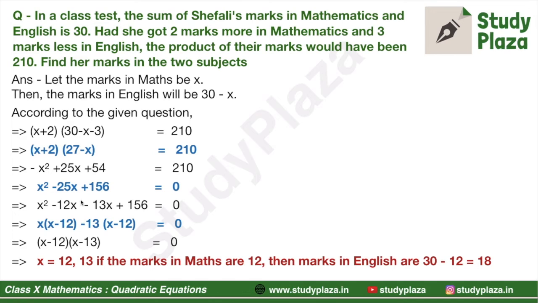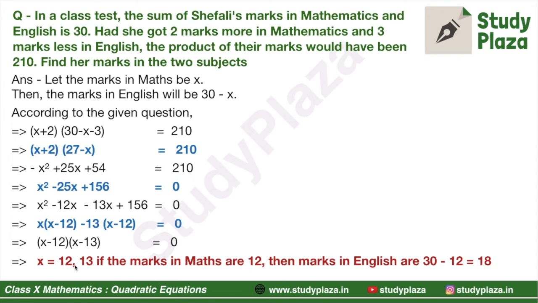So here we split the middle term, that is, we split the 25 in such a way that the two numbers will have the product 156 and the addition will be equal to 25. These numbers are 12 and 13. So the equation will become x square minus 12x minus 13x plus 156 is equal to 0. By solving it, we get x is equal to 12 or 13.